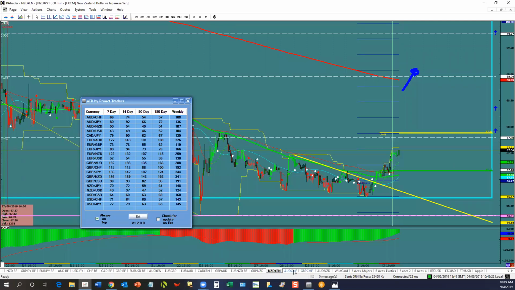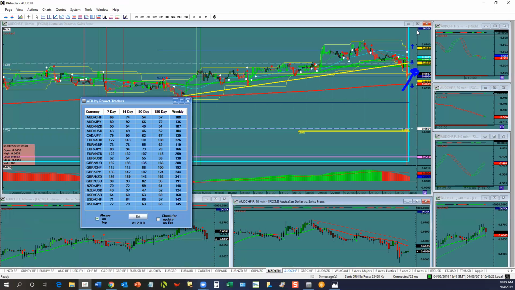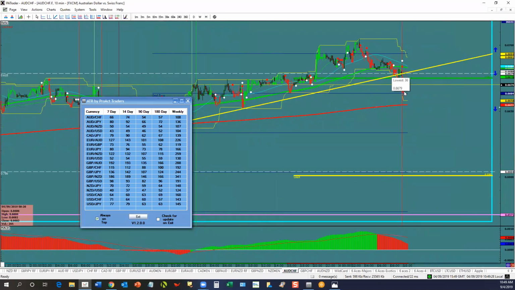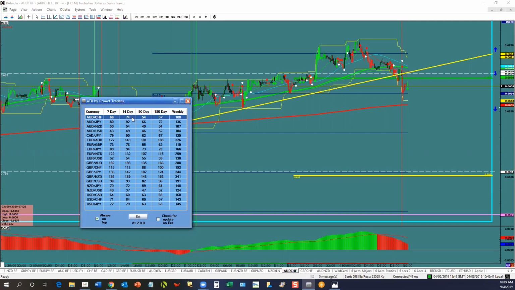All right. Over to Aussie Swissy. We waited for the break and the hook this morning, and we are in the hook right now, but we don't have a go. We're waiting for it to come back and make the turn. As soon as it does that, we're looking for this target down here at 6,600 right there. The ATR on the Aussie Swissy is 74 pips. Pretty nice little ATR on that one.